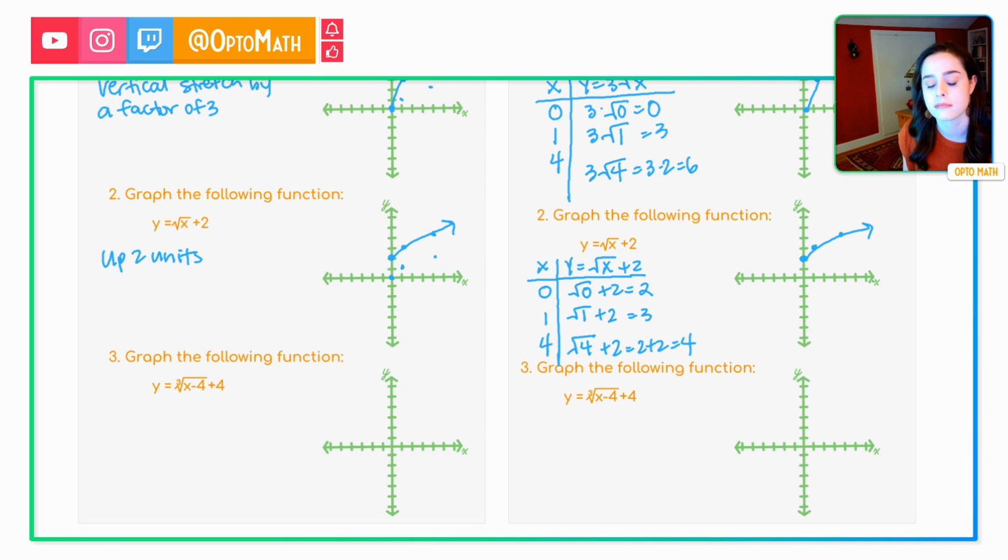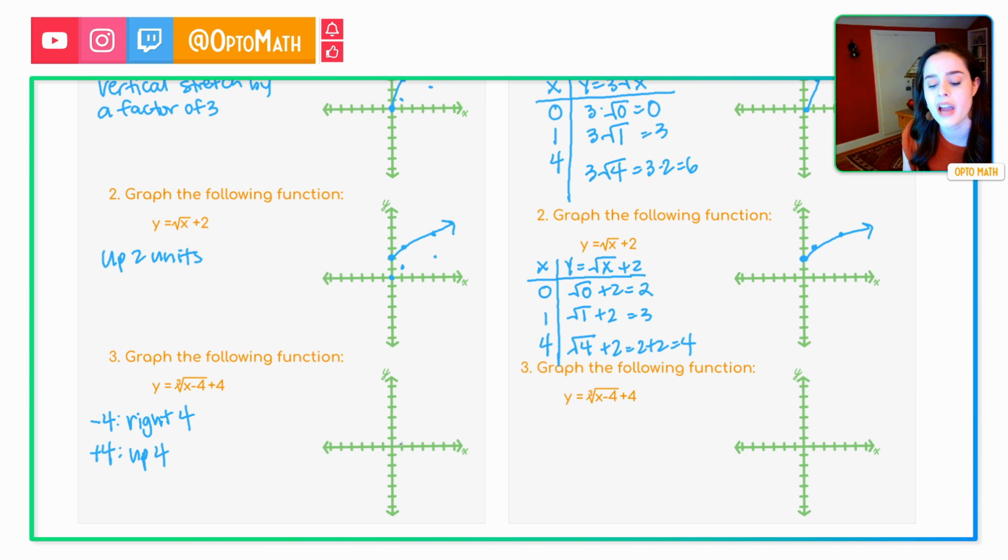Let's look at number 3. Now we have a cubed root, and we've got more than one thing happening. We've got a -4 on the inside and a +4 on the outside. So the -4 is going to give us right 4. It's a translation to the right 4 units. And the +4 is going up 4.